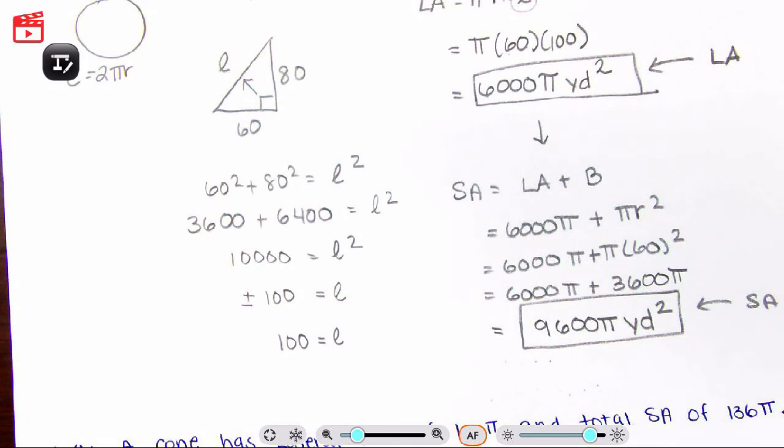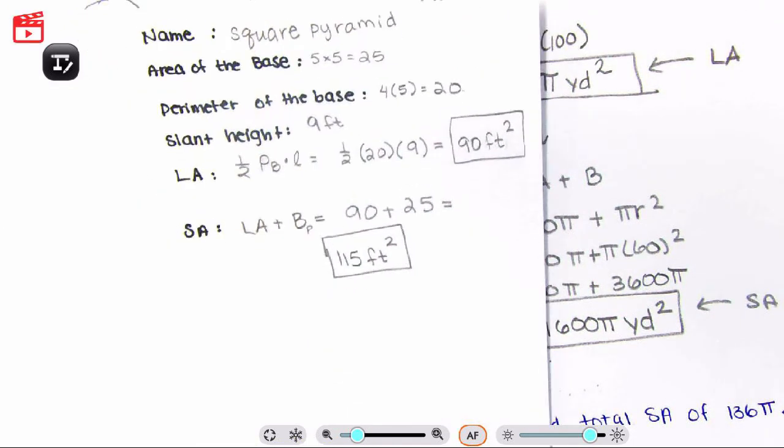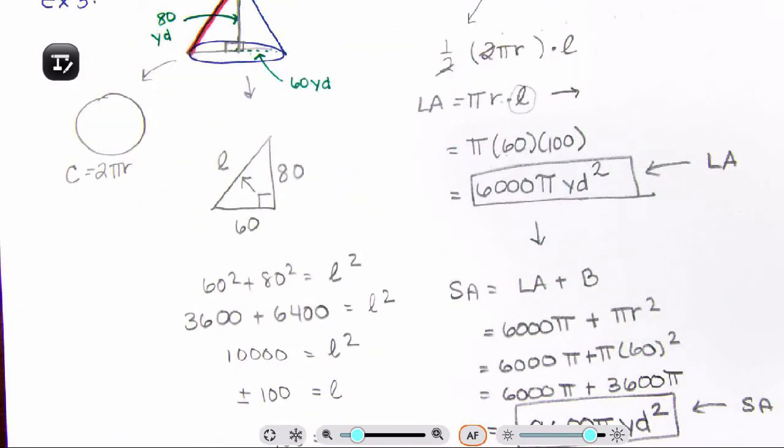So just another way for you to organize your thoughts. If you prefer this method, that's fine. If you prefer this method, that is also okay.